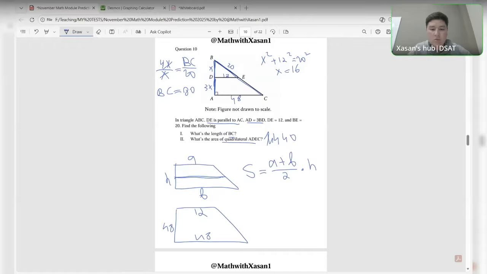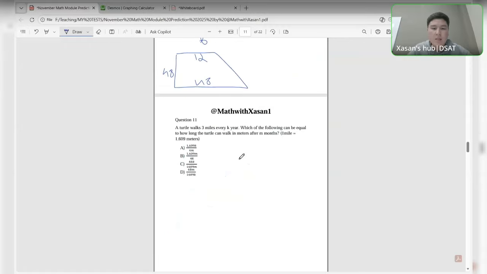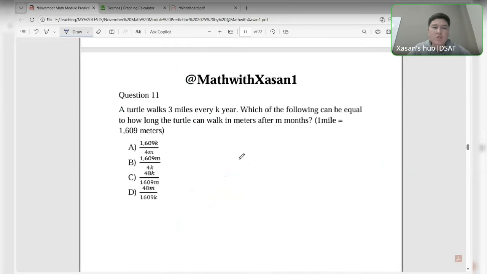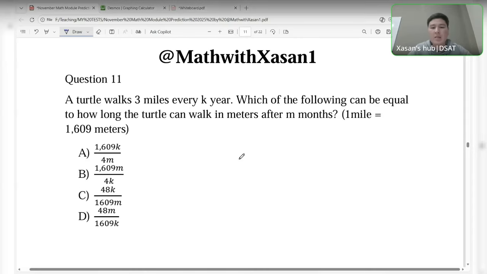And now we're moving to question 11, guys. Yeah, that is also a unit converting question, an edited version, let's say. And let's try to find the answer.